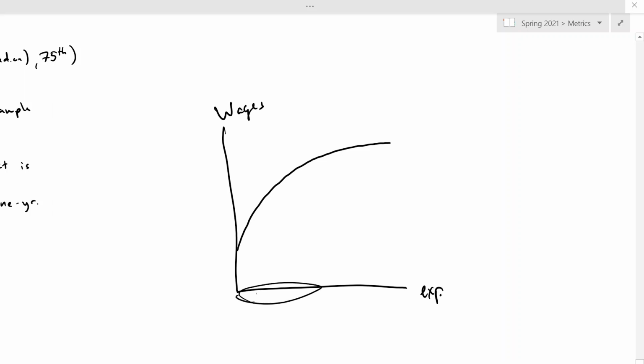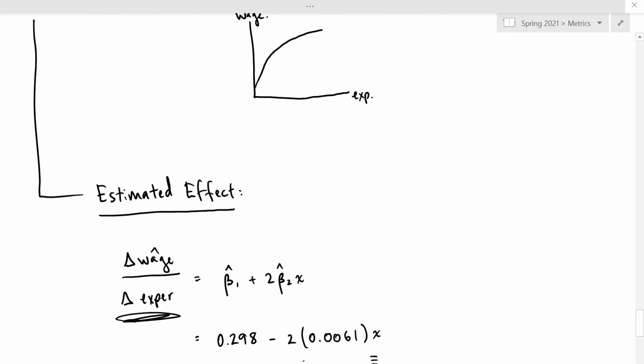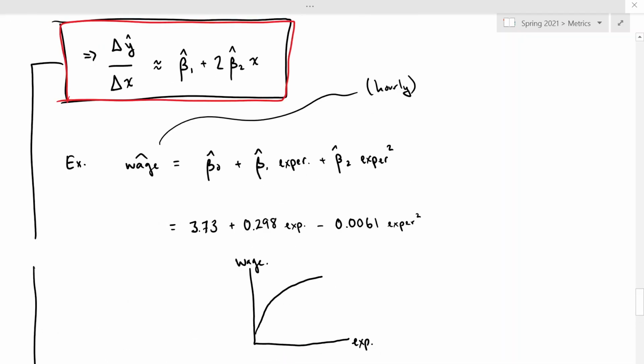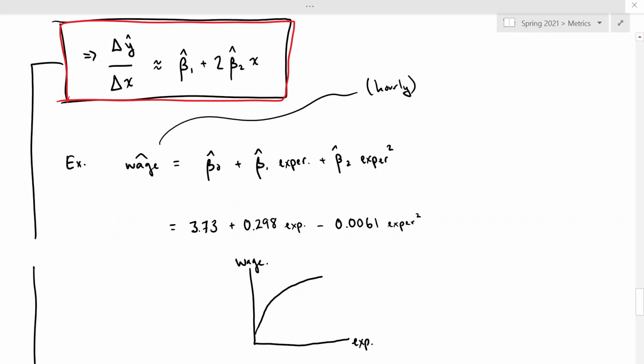In the early years of our career, wages increase quickly as we add more experience. As people get toward the end of their career, that wage will start to flatten out. That's accomplished by including a squared term in the regression equation. So it's still a linear regression because it's linear in parameters, but we have a nonlinear functional form for our x variable, experience.